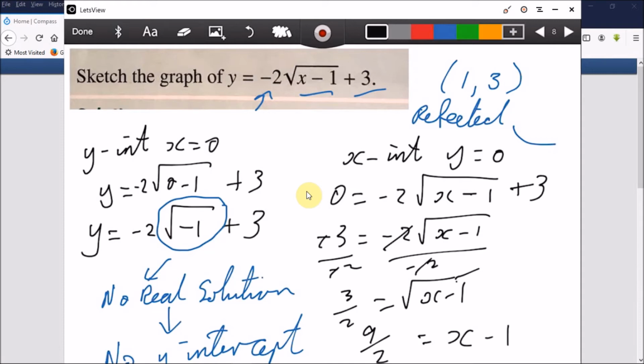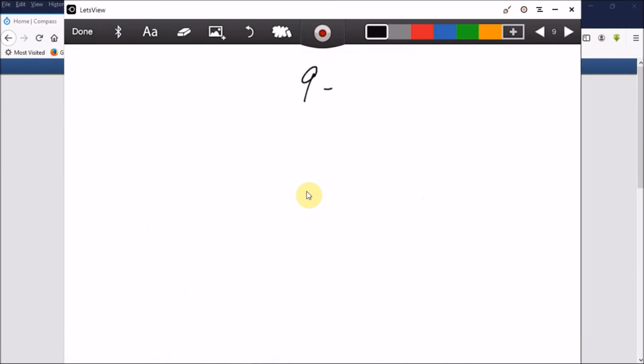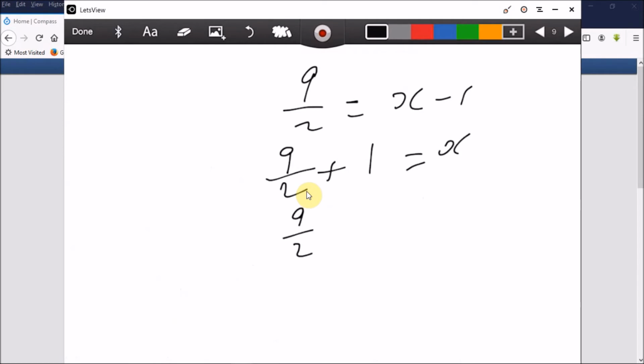Go to the next page here. It's nearly disappearing off the bottom of the screen there. Sorry about that. And so we've got 9 over 2 is equal to x minus 1. Let me rewrite that. 9 over 2 equals x minus 1. Add 1 to both sides. 9 over 2 plus 1 equals x. 1, of course, is the same as 2 over 2. So our x-intercept then would be 11 over 2.